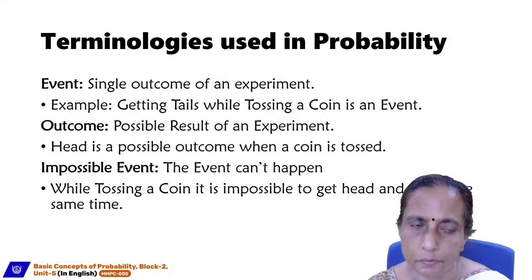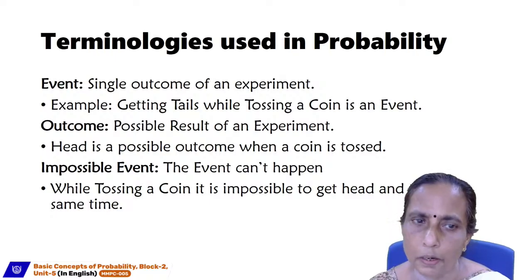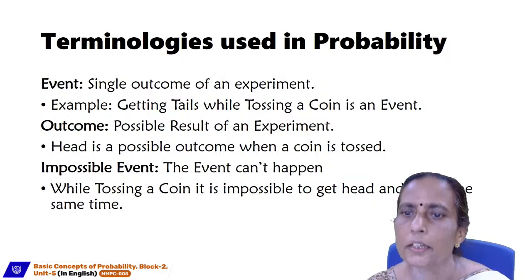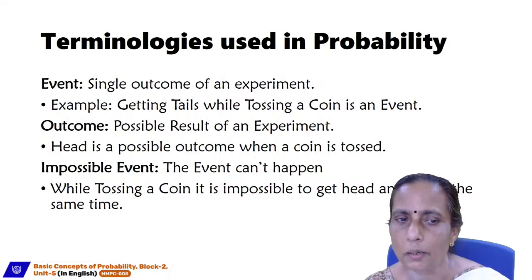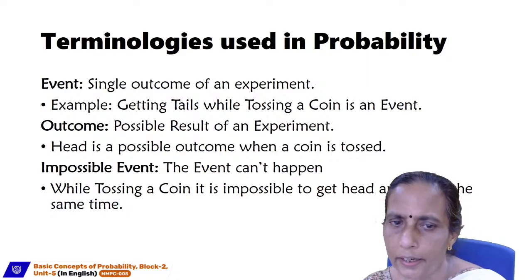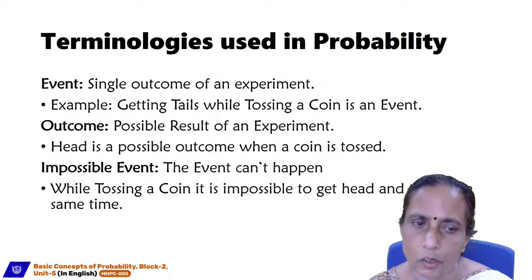And one more term is event, that is a single outcome of an experiment. So whenever I am tossing a coin, getting tail is an event. Similarly, an outcome is a possible result of an experiment. So head is a possible outcome when a coin is tossed.